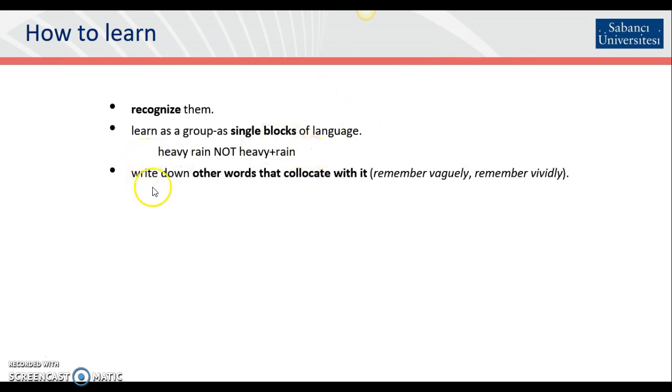Another suggestion is writing down other words that collocate with it. For example, remember vaguely, remember vividly, remember clearly, or remember well. Students can learn all of them at the same time, or they can make a note of them. For example, I distinctly remember you said that, or I remember what you said well. Students can notice these similarities.